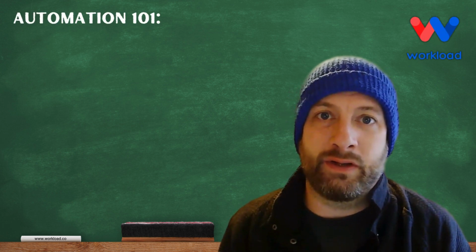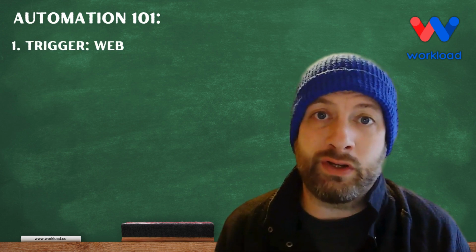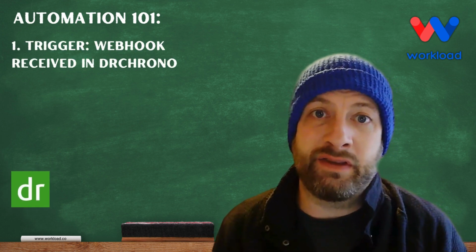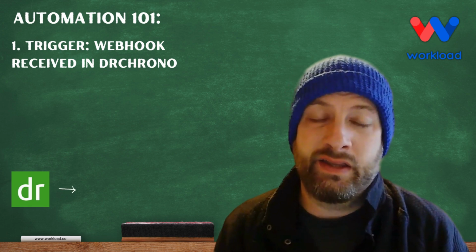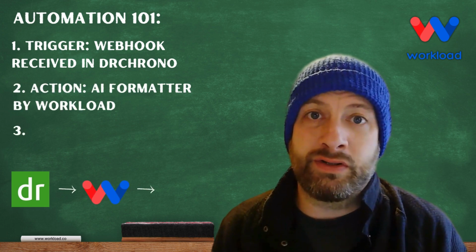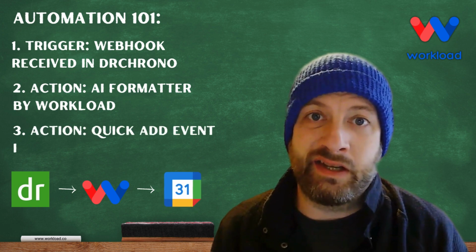In this video, we're going to build a slightly more complicated workflow. It takes advantage of our webhook trigger and also the built-in webhook capabilities of the DrChrono website. Then we're going to filter that response to our AI formatter in order to have a quick add event in Google Calendar.